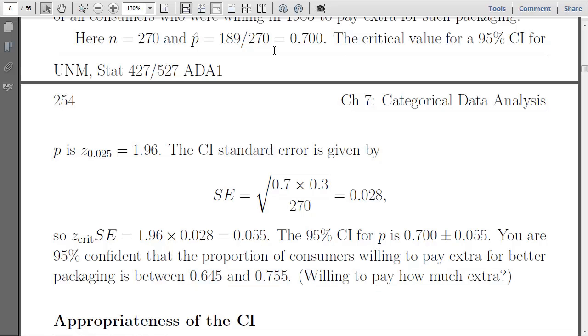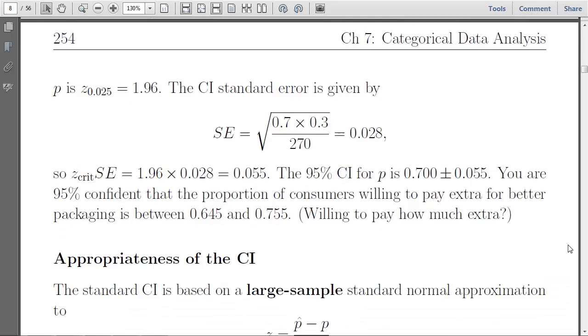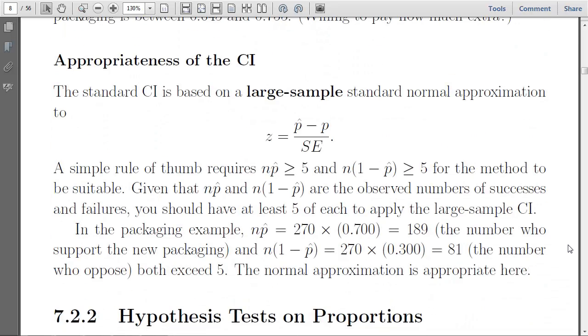So not bad. We drew a sample of 270 people. Possibly it takes an afternoon to sample that many people. And we have, within 10 percentage points, 11 percentage points, an estimate of the population parameter. Pretty good. So, model assumptions.